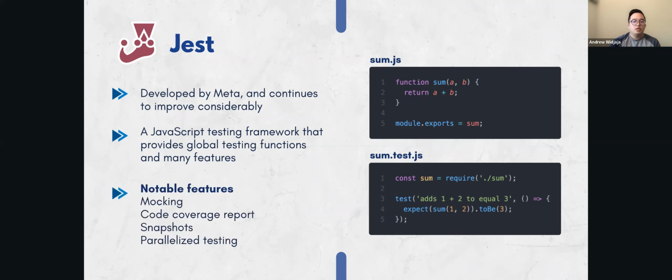Some other notable features that make Jest so powerful are mocking, where you can provide mock data or functions to your tests that require it. We can also produce a code coverage report, snapshots, and parallelized testing, which makes it really fast to run many tests at once.